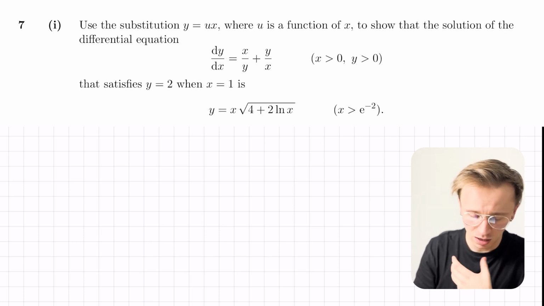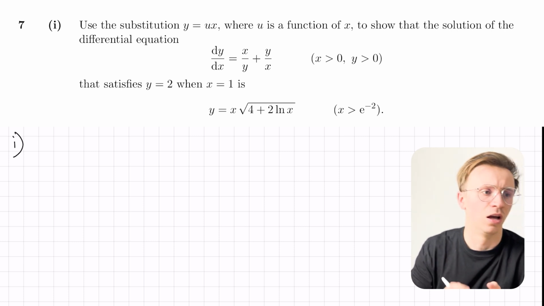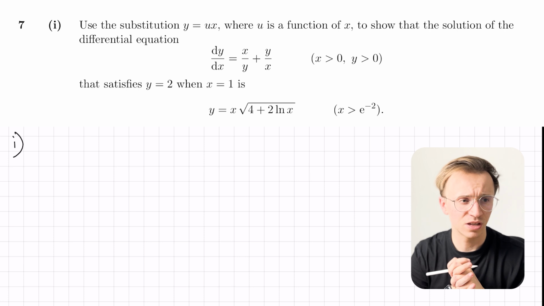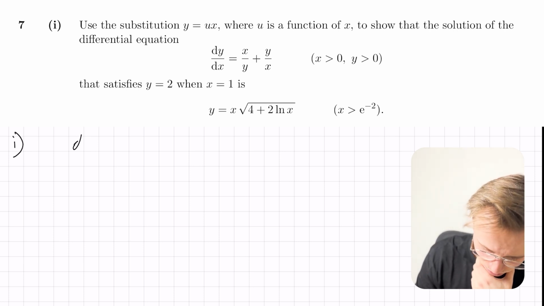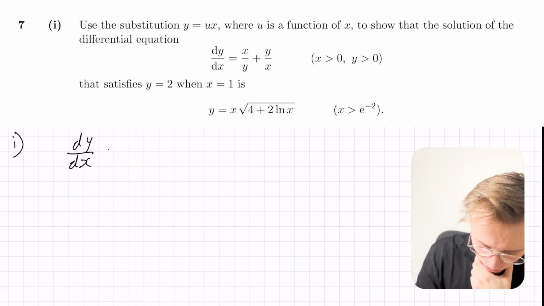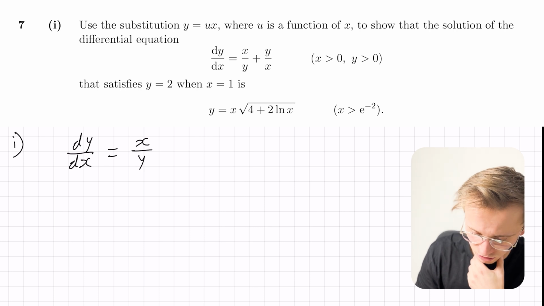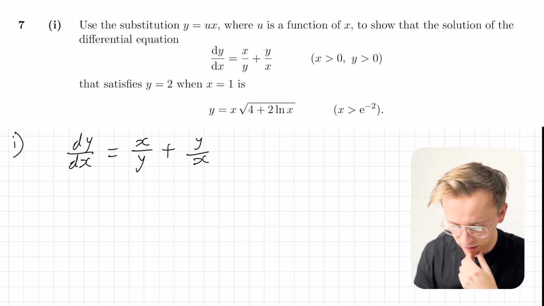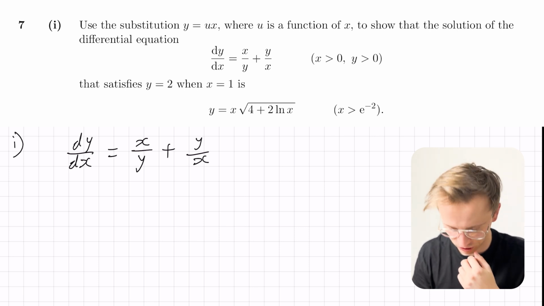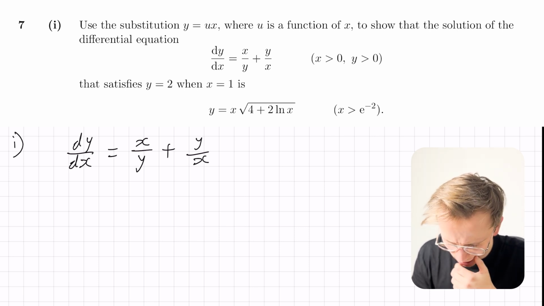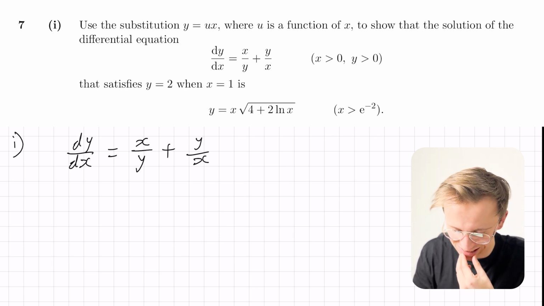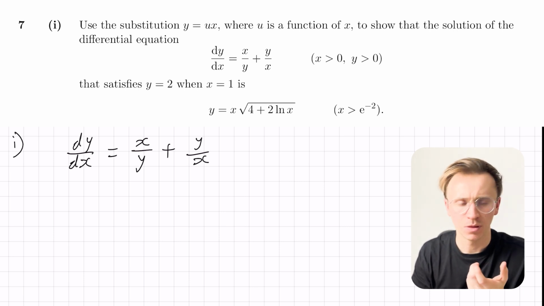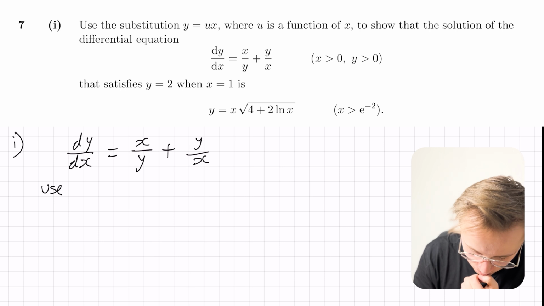Okay, so for part 1, what does it say? It says start with a differential equation, which I'll write down. dy by dx equals x over y plus y over x. Not something I'd be immediately knowing how to solve because I can't use separation of variables and I can't see a neat, easy solution for myself because there's a 1 over y and there's a y. Okay, but they've told me to use the substitution.